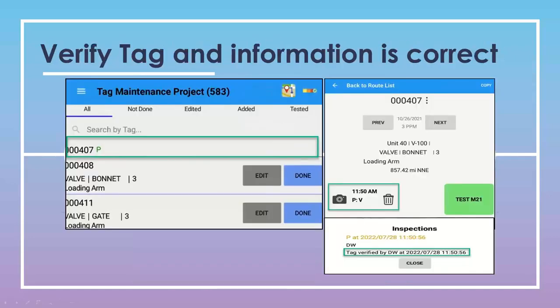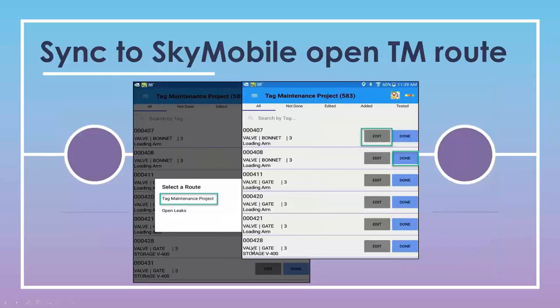Okay, then we put it into the handheld. We picked the route. Remember, we talked about the open leaks. Tag maintenance, you get the option of edit and then done. For the most part, you're just going to be hitting done because everything looks good. The tag is flapping in the wind. The size is correct.